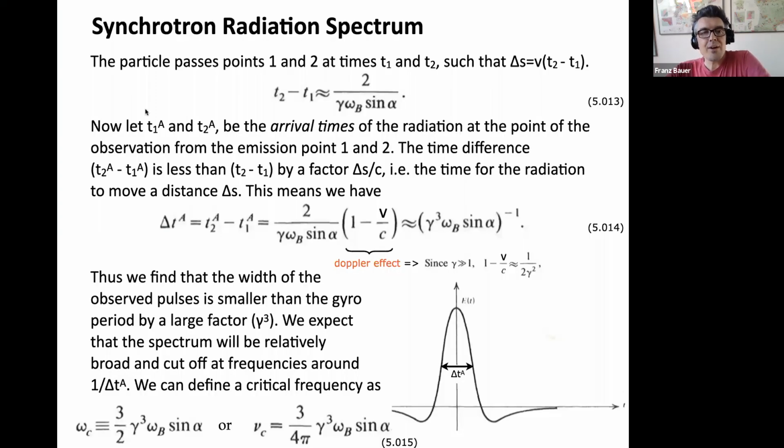So we can then have our arrival time 1 and our arrival time 2, and in the observer frame, the difference here will be our delta T_A, arrival. And so this thing will be less than this thing by a factor of this. And so we can plug in this arrival time, and we have this extra factor here, which ends up being related to the Doppler effect.